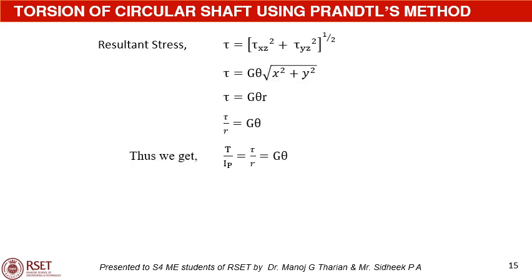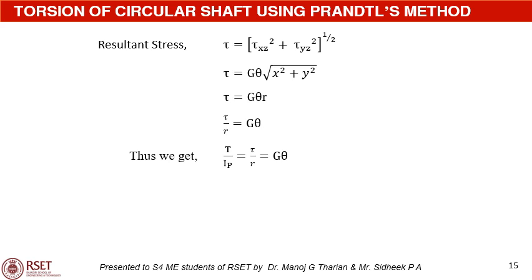The resultant shear stress at point P is given by tau is equal to square root of (tau xz square plus tau yz square). Substituting for the shear stress components tau xz and tau yz from the above expressions, we get shear stress tau is equal to G theta into square root of (x square plus y square). We know that at point P, which is having coordinates x and y, square root of (x square plus y square) equal to r. Thus, the shear stress tau is equal to G theta into r, or tau divided by r is equal to G theta.